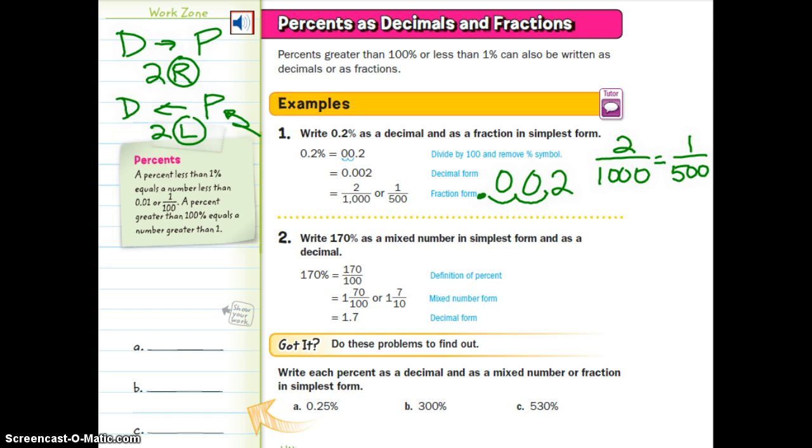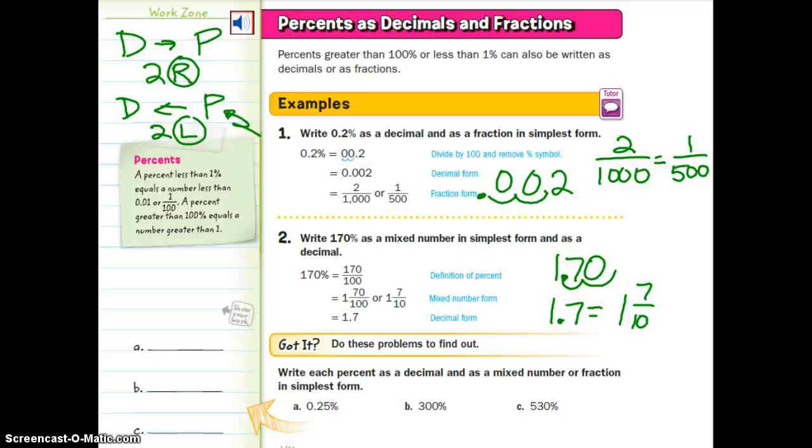Now let's write 170% as a mixed number. So again, we have 170. We start here, 2 to the left, we get 1.7. Now we want to write that as a mixed number, 1 7/10. Do you get it now? It's not that hard. You just have to remember the rules.